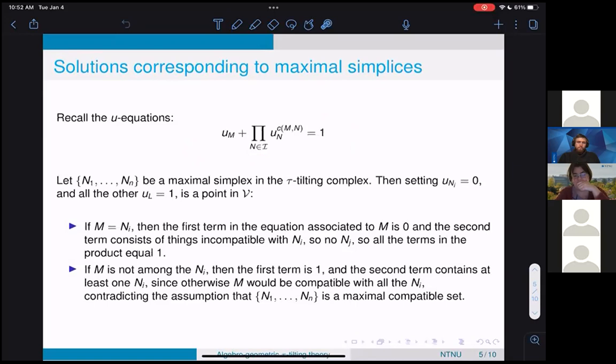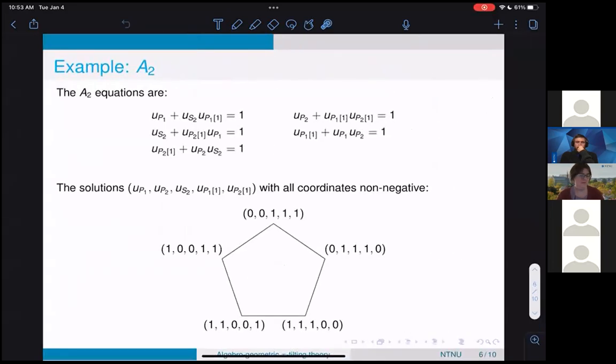If we look at the equation for some n_i, then this term is 0, but this term is 1. And if we look at the equation for somebody that's not an n_i, then this term will be 1, but this term will turn out to be 0. So everything's satisfied, and if you think about it, you realize that I've just built something that has the same combinatorics. If you think about it only putting in zeros and ones for the u's, you just see that you're getting the same combinatorics out as the tau tilting combinatorics.